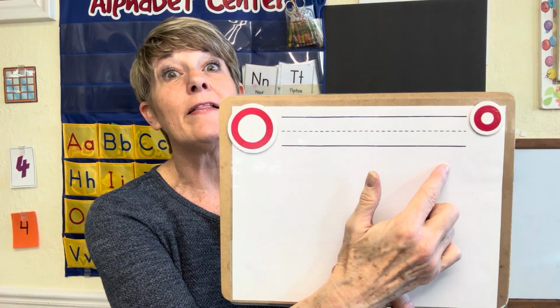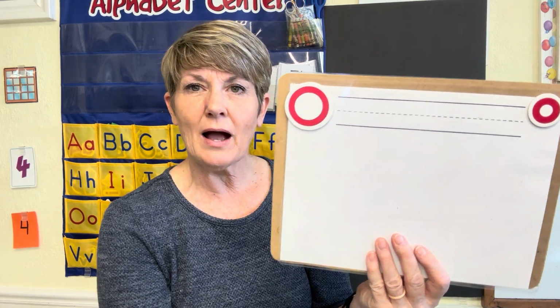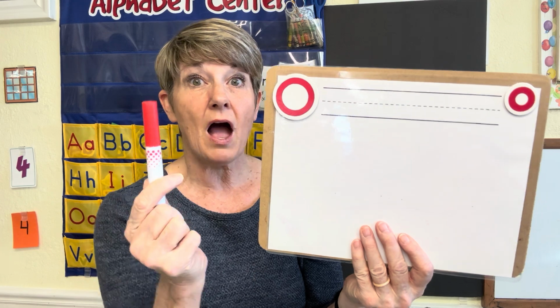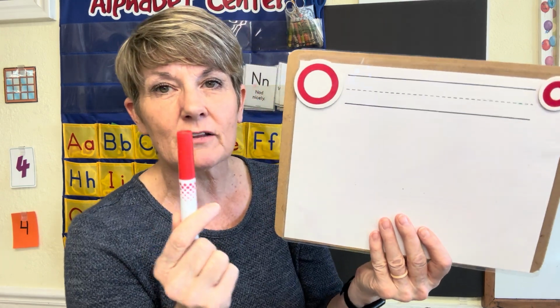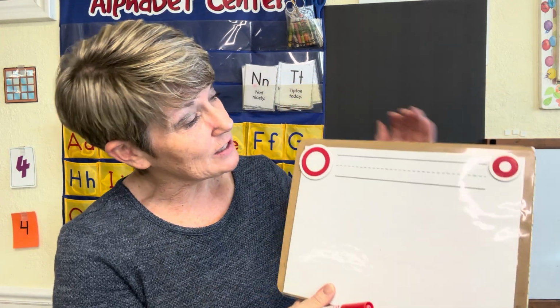Capital O and lowercase o. Choose a marker that you can write with. You know what? These O's are red, so I'm going to choose a red marker. You choose whichever color you want. We've got our writing road right here. So we're going to use our writing road.